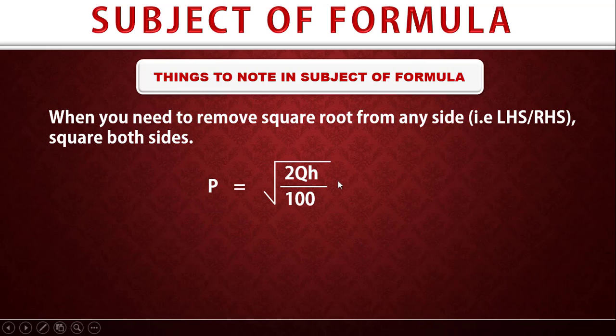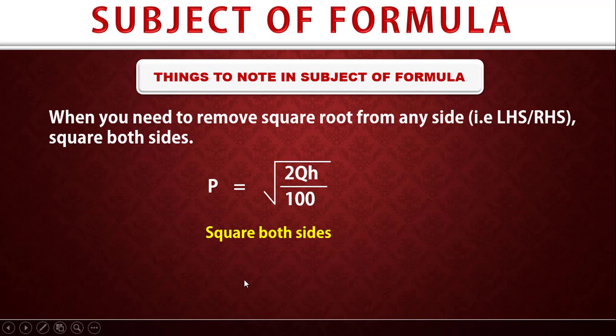If you're asked to make, for instance, h the subject of the formula, you can see that we have this barrier that will prevent us from getting to our h. So all you need to do there, since this is the square root, you need to say square both sides. So when you square both sides, that square will be able to cancel out this square root.